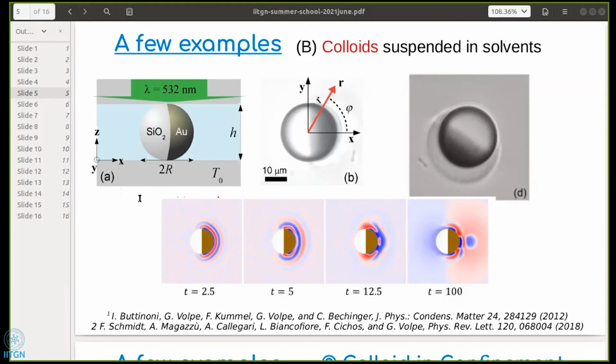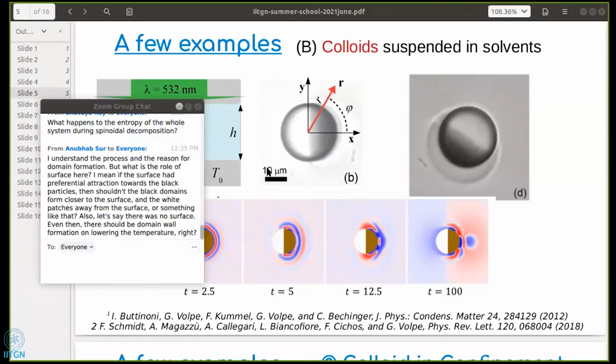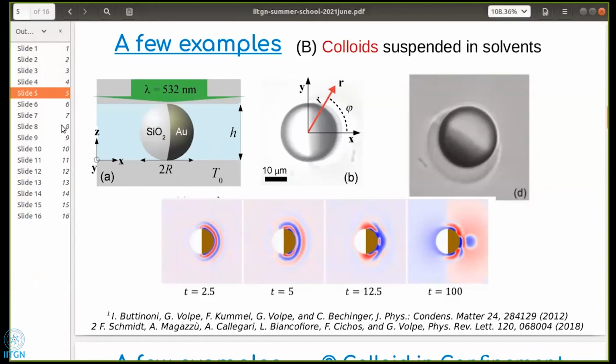The only difference is that if you have a surface, the effect of the surface will come into the picture and it will change the properties of the non-equilibrium phenomena which are going on. But whether you have a surface or you don't, you are going to have phase separation, you are going to observe domain wall formation. Okay? All right.